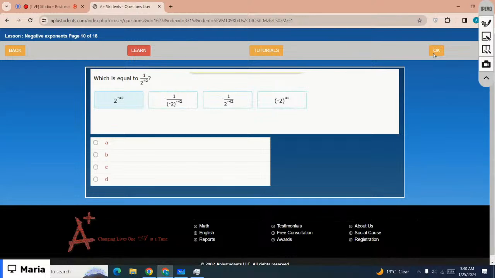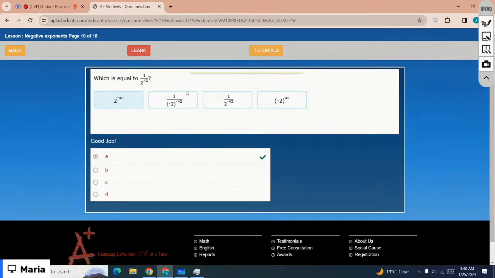The next one is which is equal to 1 divided by 2 exponent 42. So which is the correct option? Very good. Option number 1 is the correct option.